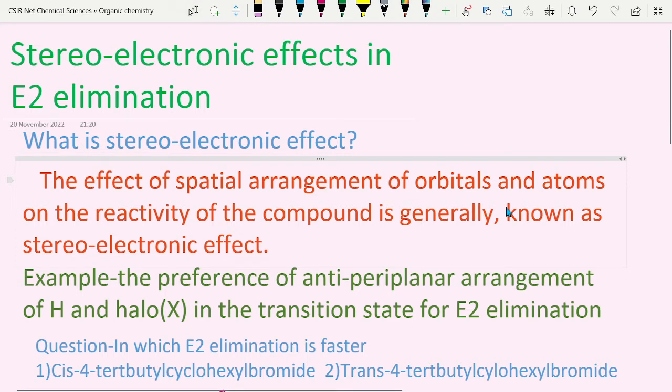Hello everyone. Today I will discuss the stereoelectronic effect in E2 eliminations. So first we will try to understand what a stereoelectronic effect is.